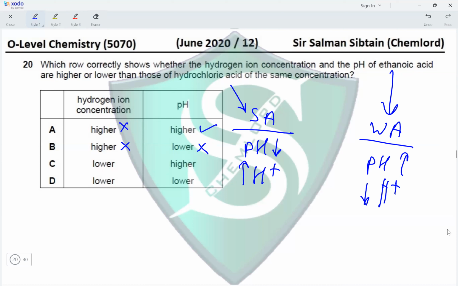And C has lower H+ ion concentration. The H+ ion concentration is lower, so correct, and higher pH. This is also correct, so C is correct. And then D, lower and lower, so the lower pH is wrong. So this makes C the correct answer for this question.